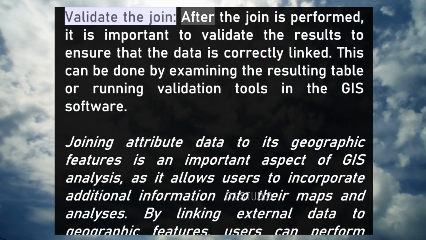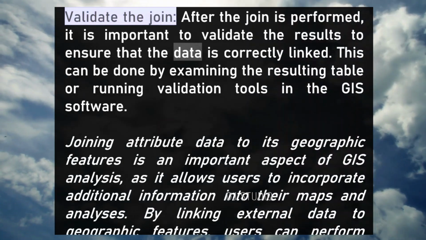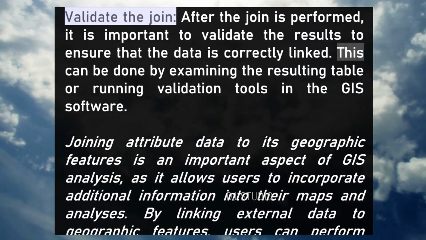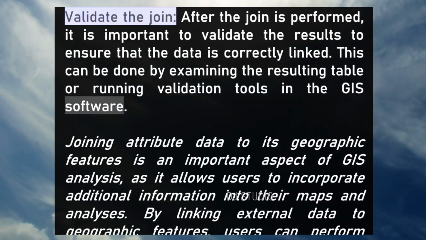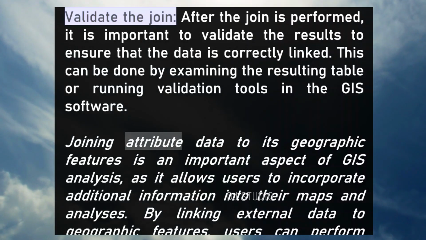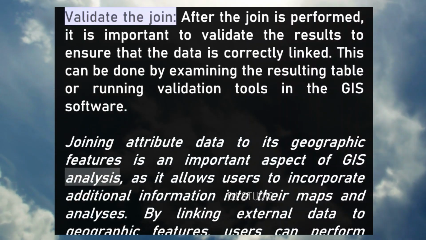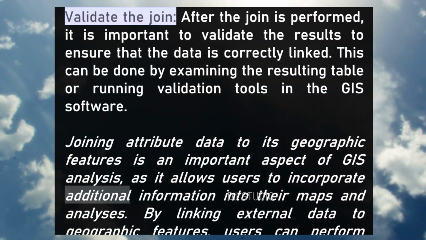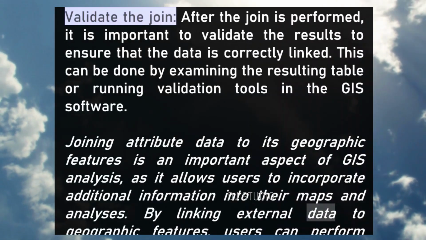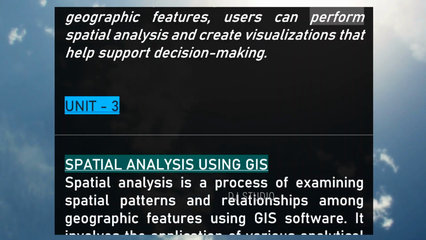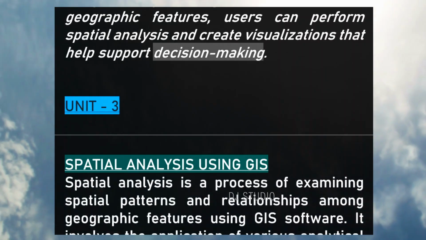Validate the join. After the join is performed, it is important to validate the results to ensure that the data is correctly linked. This can be done by examining the resulting table or running validation tools in the GIS software. Joining attribute data to its geographic features is an important aspect of GIS analysis, as it allows users to incorporate additional information into their maps and analyses. By linking external data to geographic features, users can perform spatial analysis and create visualizations that help support decision-making.